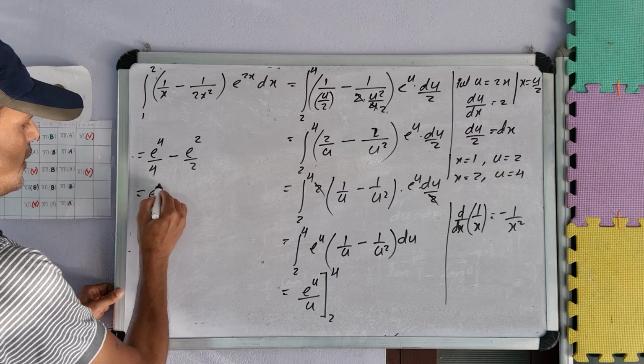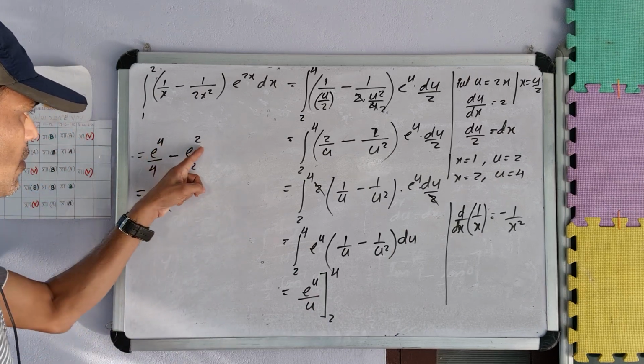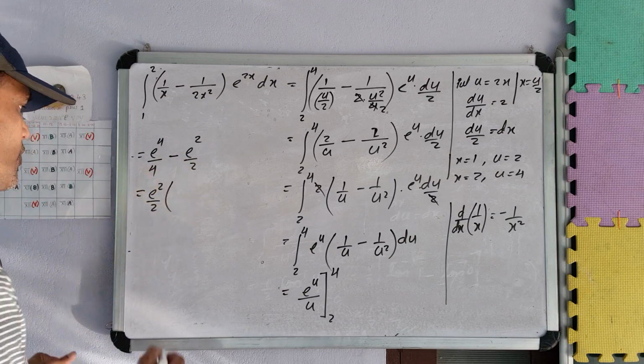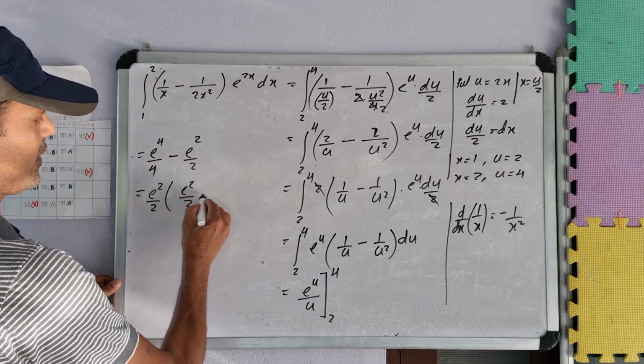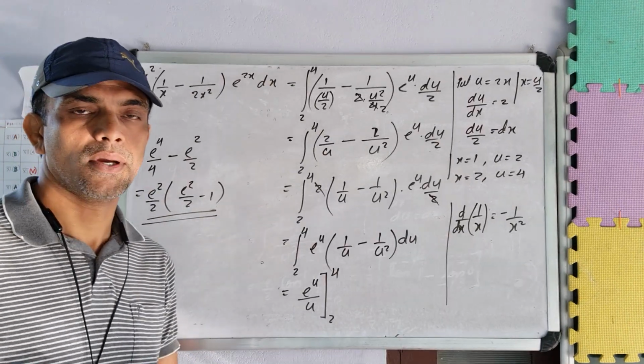And so you can take e squared over 2 out if you want. E squared is common in both the terms, over 2 is common in both the terms, so now e squared over 2 times (e squared over 2 minus 1), right? And this is the value. This is how we integrate.